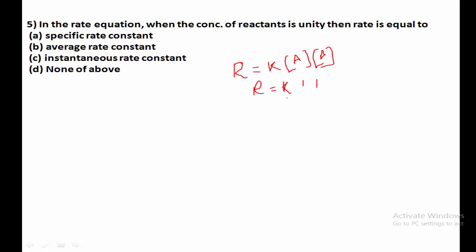Then what is this K? This K is known as the rate constant or specific rate constant. And this is obtained when the concentration of reactants is unity. So in the given options, option A, specific rate constant, is the answer. It is the rate equation when the concentration of reactants is unity.